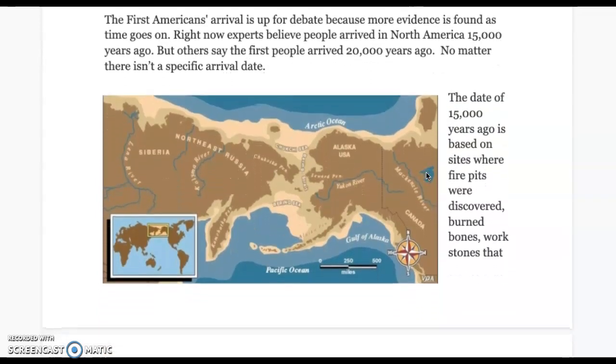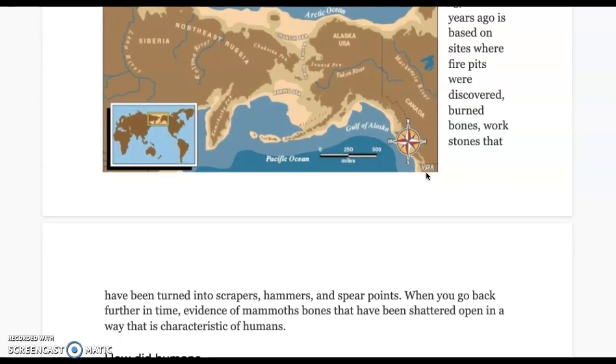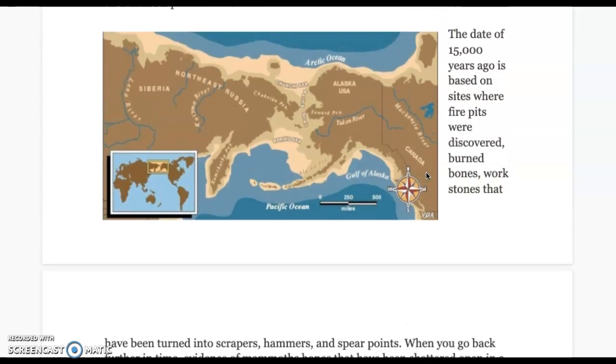The date of 15,000 years ago is based upon sites where fire pits were discovered, along with burned bones and worked stones that have been turned into scrapers, hammers, and spear points. When you go back further in time, there is evidence of mammoth bones shattered open in a way that is characteristic of humans. They found this evidence, carbon dated it, and it's about 15,000 years old.